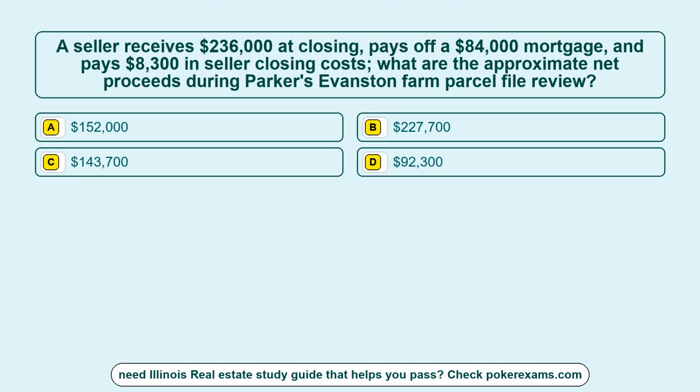Question 15. A seller receives $236,000 at closing, pays off a $84,000 mortgage, and pays $8,300 in seller closing costs. What are the approximate net proceeds during Parker's Evanston Farm Parcel File Review? Option A, $152,000. Option B, $227,700. Option C, $143,700. Option D, $92,300.